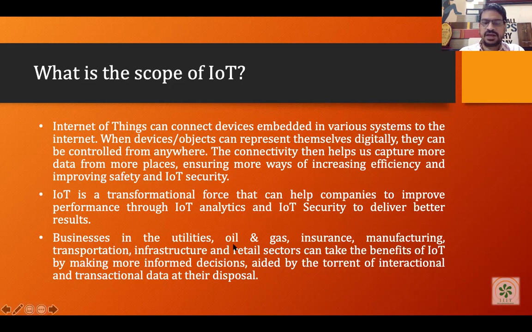Businesses in the utility, oil and gas, insurance, manufacturing, transportation, infrastructure, and retail sector can take the benefit of IoT by making more informed decisions aided by the tremendous amount of interaction and transactional data at their disposal. So what it wants to say is what the scope of IoT is. The scope of IoT is very vast. We can use the IoT infrastructure anywhere we want. If we want to monitor any object, we can do that. If we want to control any object, we can do that, right?